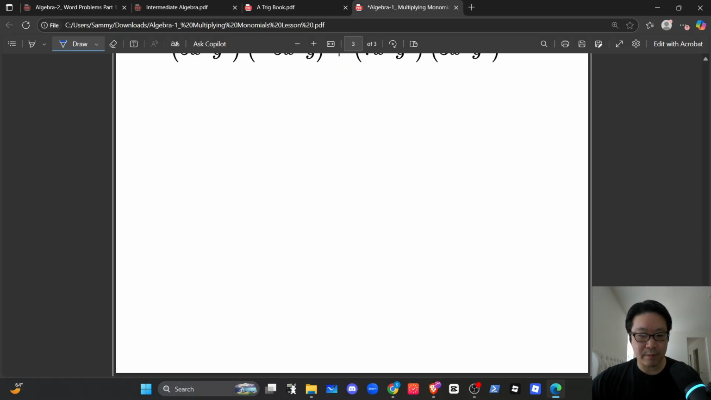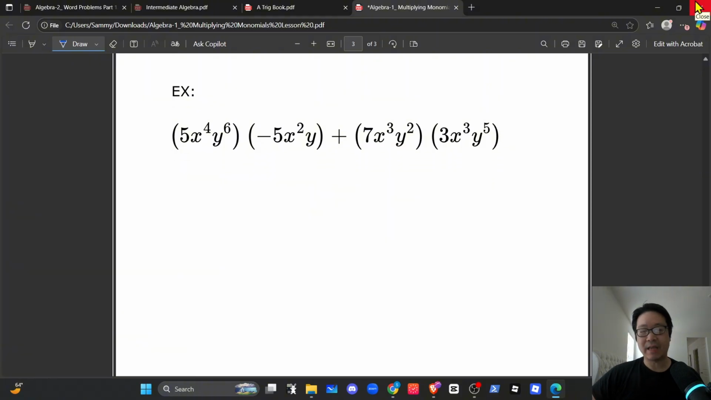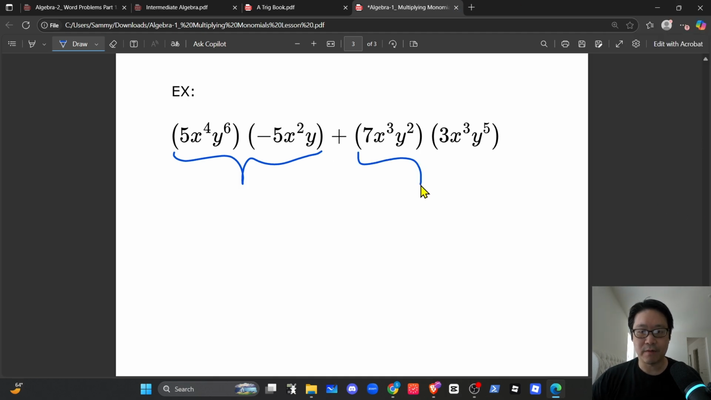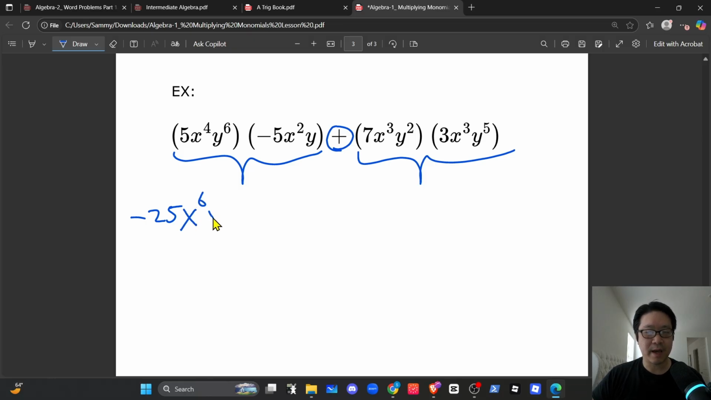All right, last example. Okay, again, the idea is the same. It just looks slightly more complicated. So we're going to simplify that part and we're going to simplify that part and then add them together. Okay. So 5 times negative 5, what is that? It's negative 25. And then we have our x. 4 plus 2 is 6. And then we have our y. 6 plus 1 is 7. So for this part, we have negative 25 x to the sixth y to the seventh, plus. Okay, for the other one, we have 7 times 3, that's going to be 21, and then x to the sixth power, 3 plus 3 is 6, and y to the seventh power, 2 plus 5 is 7.